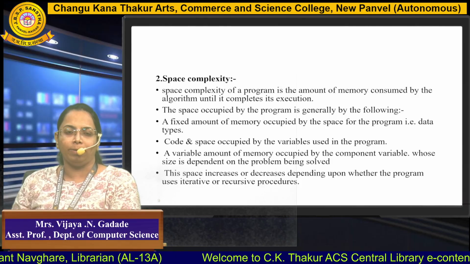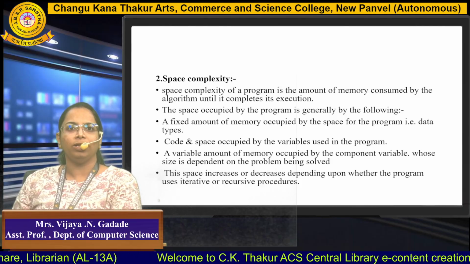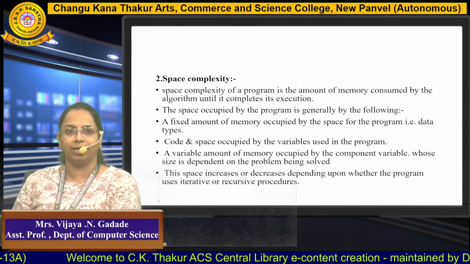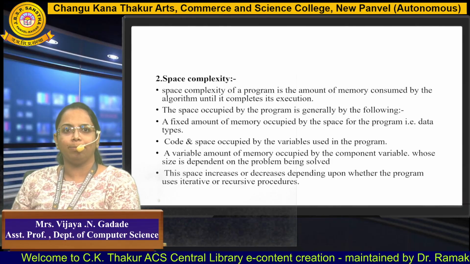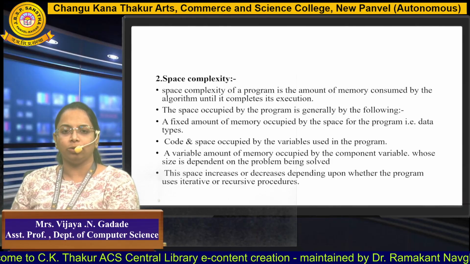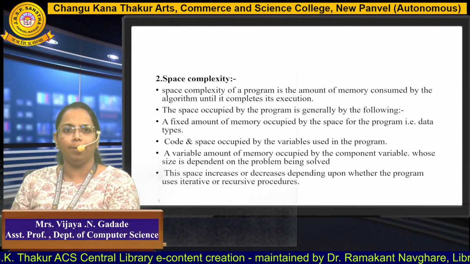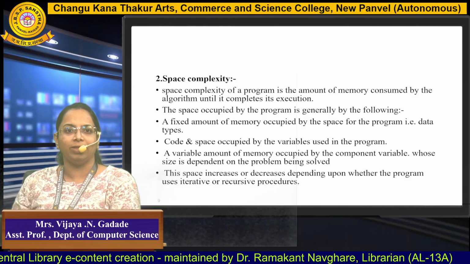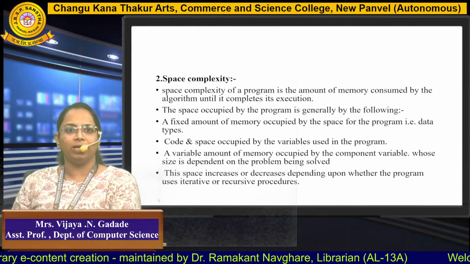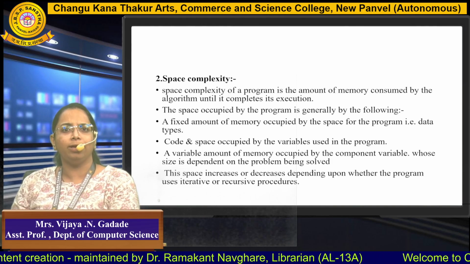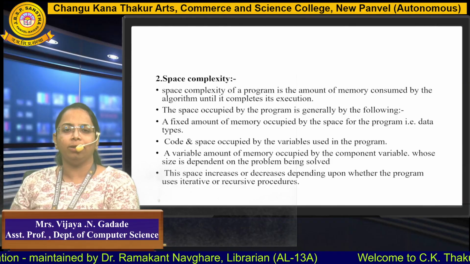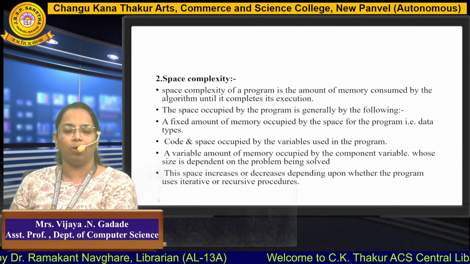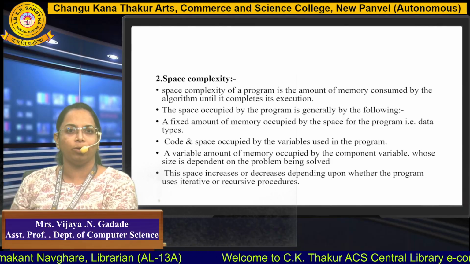Next one is space complexity. The space complexity of an algorithm is the amount of memory consumed by the algorithm until it completes its execution. Space complexity is nothing but the space required to process the algorithm. A fixed amount of memory is occupied by the space for the program, that is the data types, code and the space occupied by the variables used in the program. For example, the variable which we are using requires a minimum amount of space.